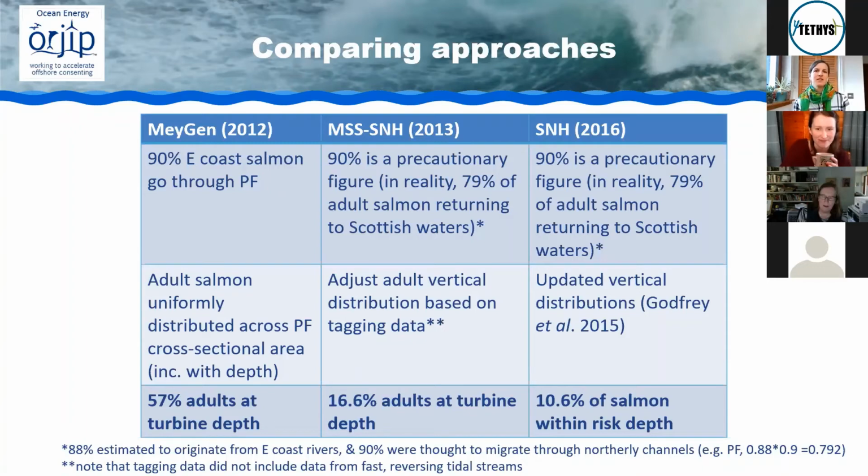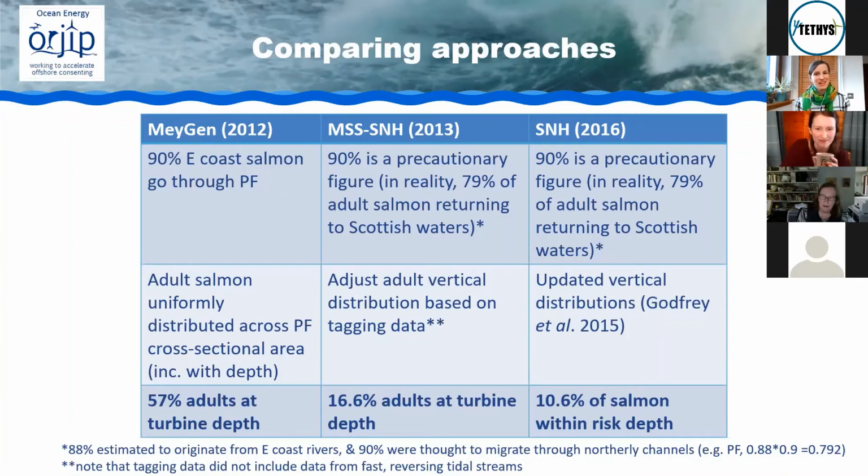This was then updated in the Marine Scotland SNH review in 2013, where they used adult vertical distributions based on tagging data. Using that information, it was deemed less likely that adults would swim at turbine depth, so they calculated that only 16.6% of adults would be at turbine depth. Again, more information was added in the 2016 SNH version, following a new study by Godfrey et al. in 2015, which provided even better granularity in terms of salmon vertical distribution.